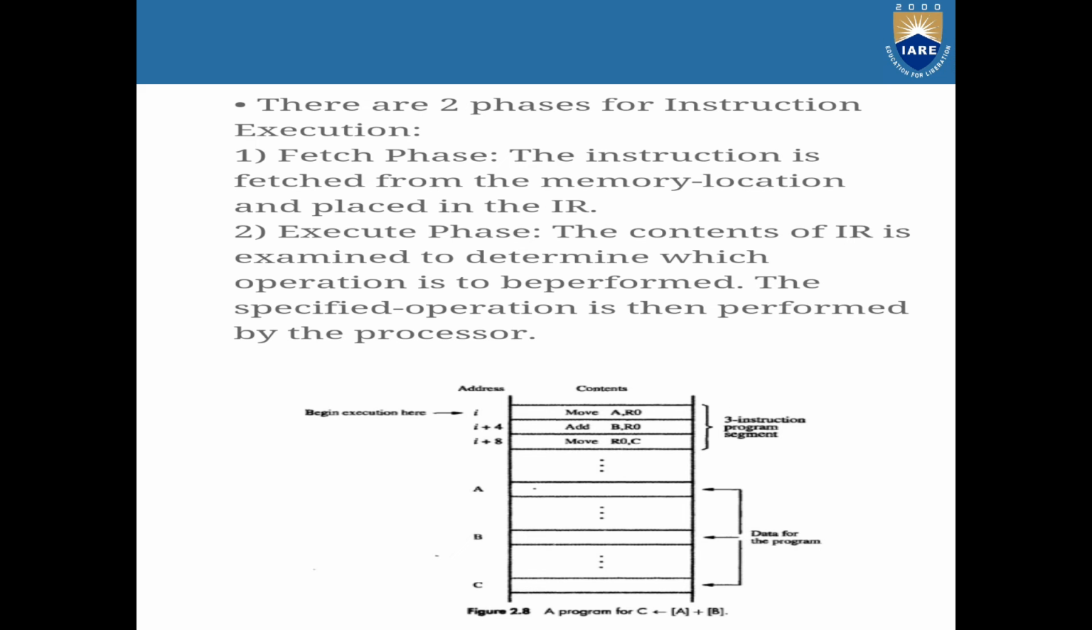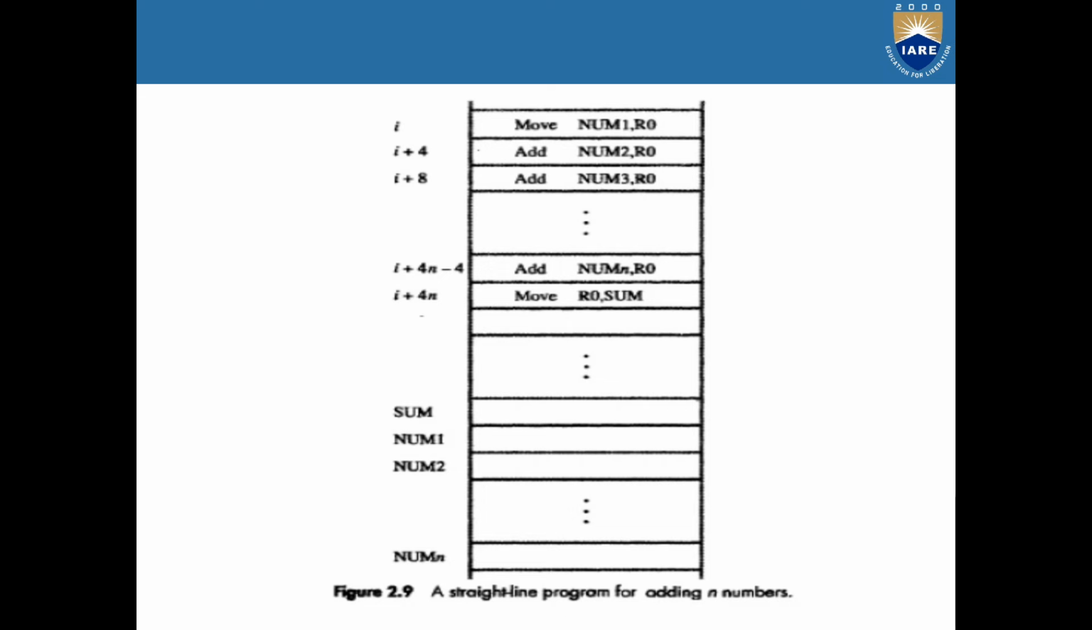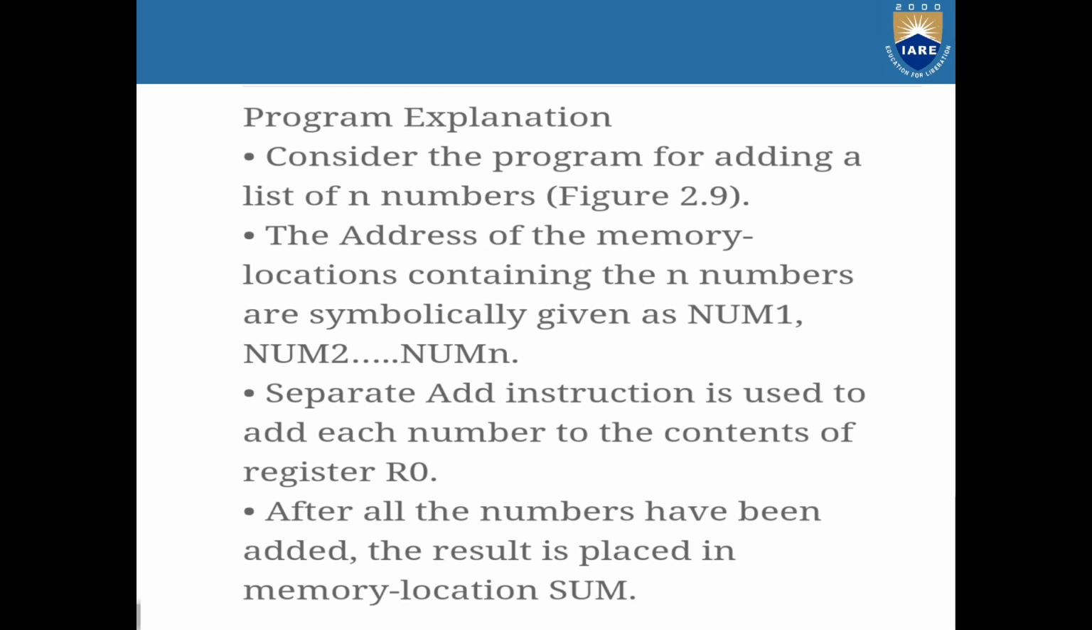There are two phases for instruction execution: fetch phase and execution phase. In the fetch phase, the instruction is fetched from the memory location and placed in the IR. In execution phase, the contents of IR are examined to determine which operation is to be performed. The specified operation is then performed by the processor. We can see a straight line program for adding n numbers.